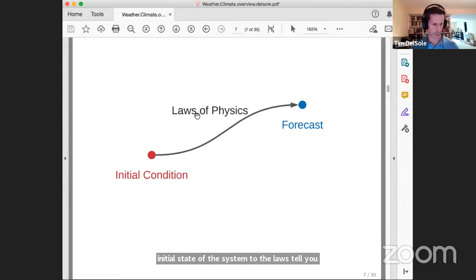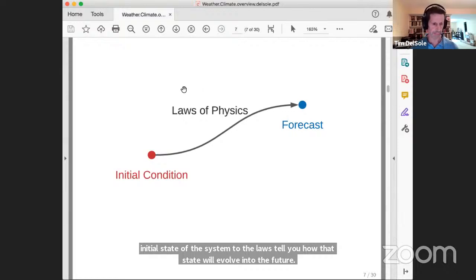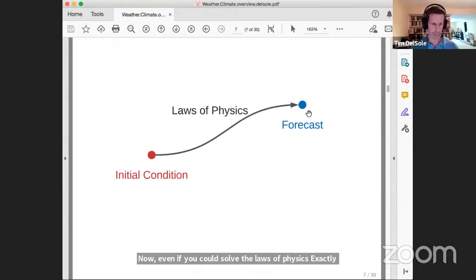Now, even if you could solve the laws of physics exactly, you could not make a perfect prediction of weather because the systems are chaotic. By chaotic, I mean that small changes in the initial condition can lead to large changes in the prediction.